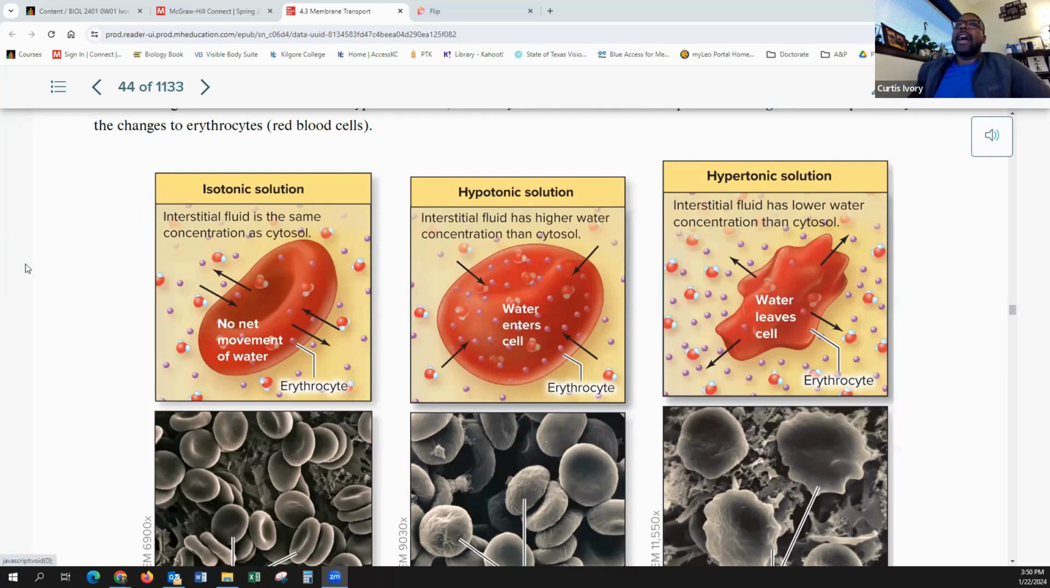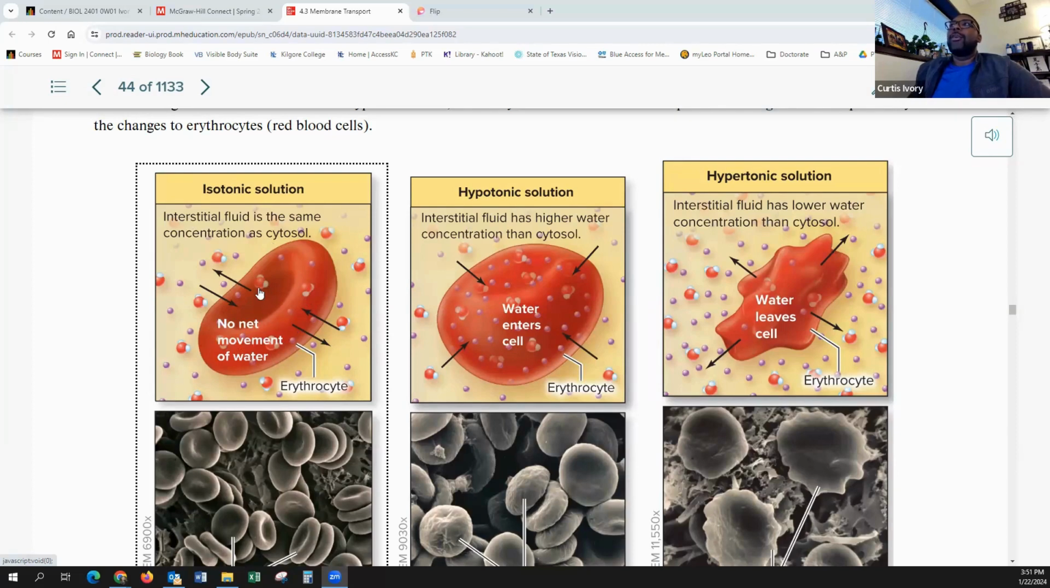So that would be this isotonic solution right here. IV or saline bags that we get at the hospital are actually isotonic solutions. It has the exact same amount of salt that our cells have, and we want that. We want our cell shapes, our red blood cell shapes, to remain the same.